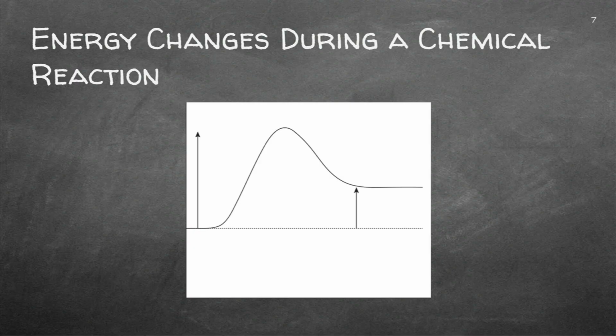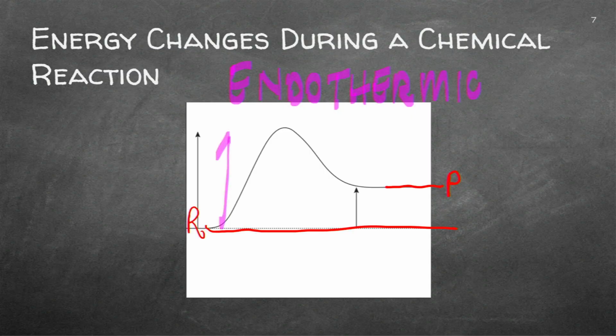It's at the product side because it's exothermic. Let's go and have a look at this graph. Can you see there? I've got the product higher than the reactant. The name of this type of reaction is an endothermic reaction. What does it mean? I added more than was released.